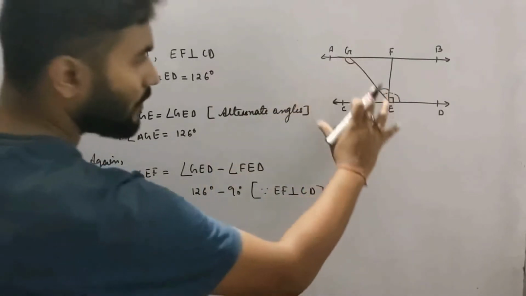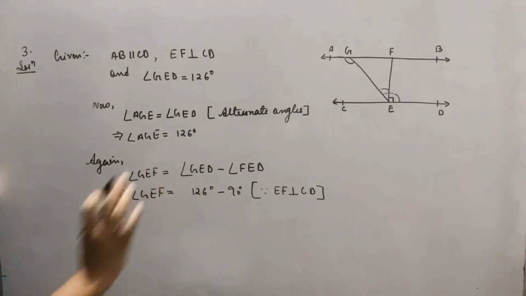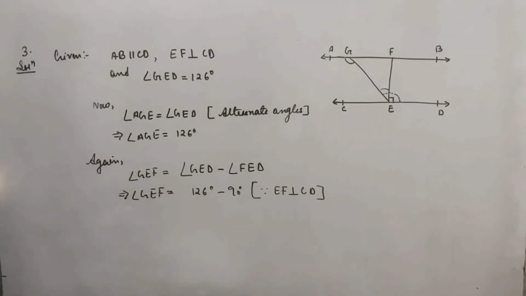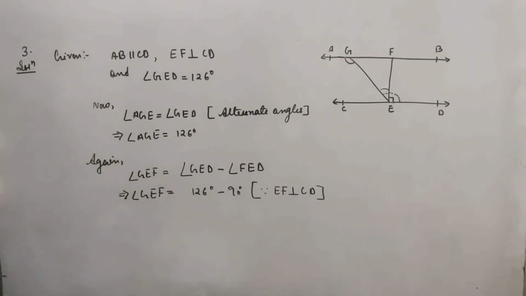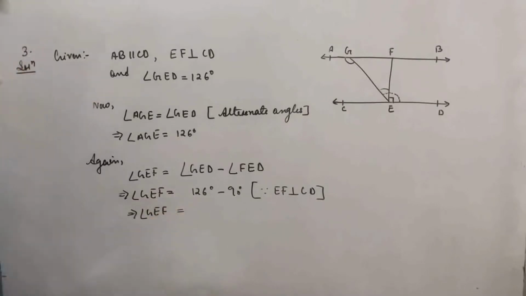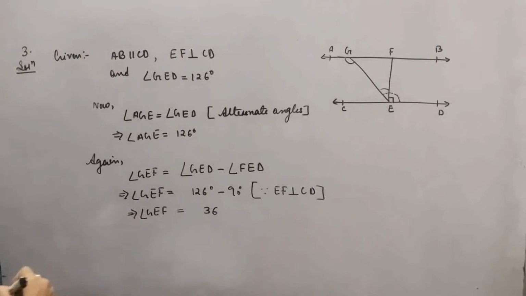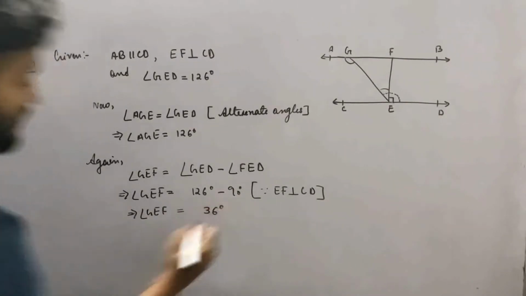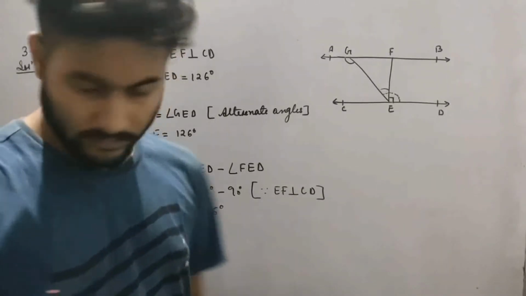But if you see the diagram properly, if you break the diagram, you will understand it is 126 degree minus 90 degree. Means angle GEF is equal to, from complete GED, if I subtract FED, I will get GEF. Okay. So subtract, you will get the value. What is 126 minus 90? This is 36 degree. What is angle GEF? Angle GEF is 36 degree.